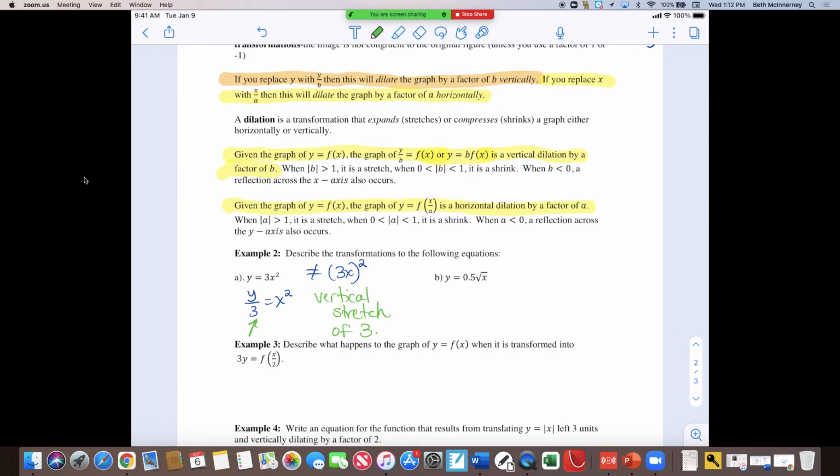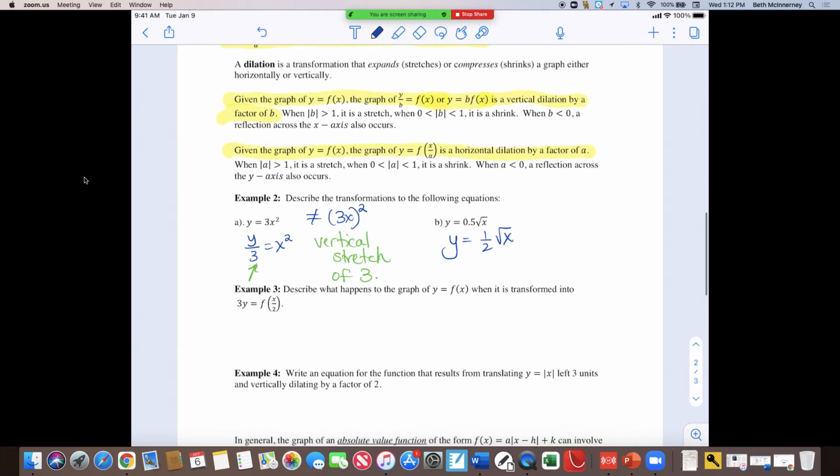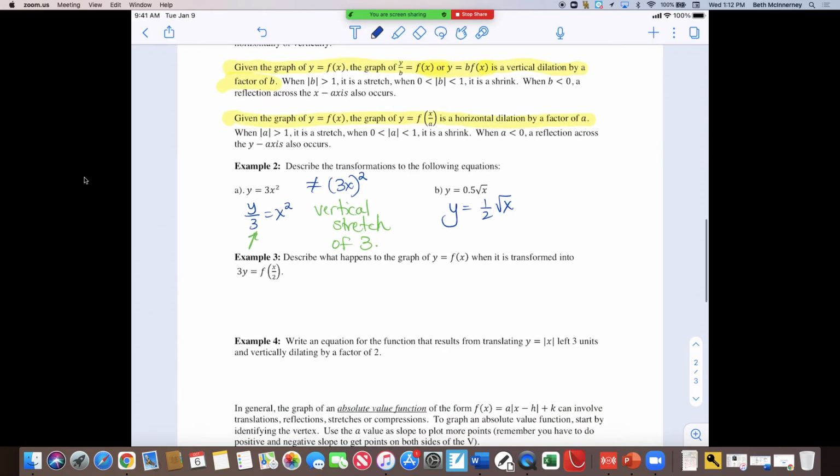Now, in part B, I'm going to rewrite 0.5 as 1/2 square root x, and then watch this. If I divide both sides by 1/2, this is a vertical shrink of 1/2 because that b value is in fact 1/2. It has to be y divided by a number to be able to describe it.